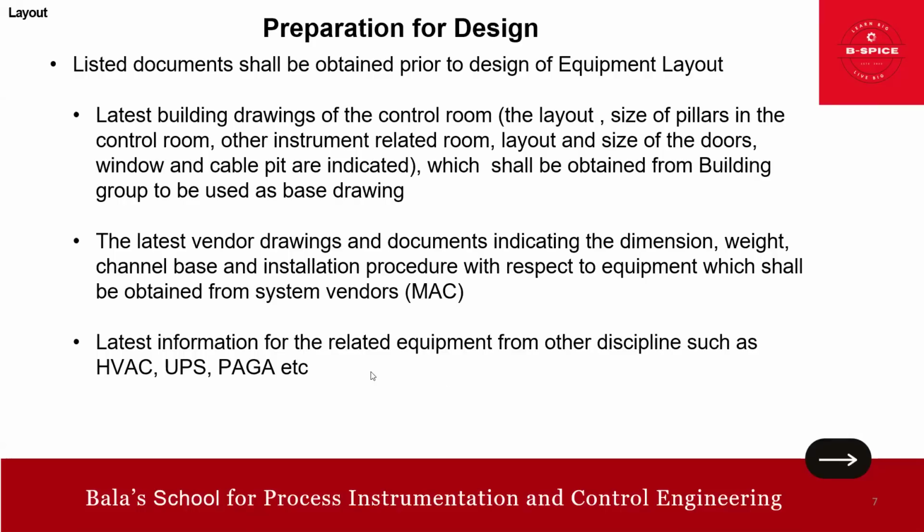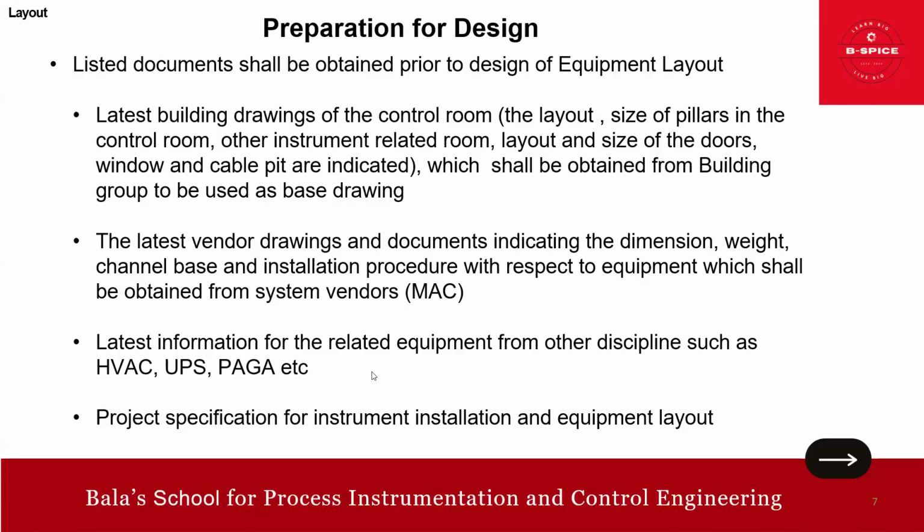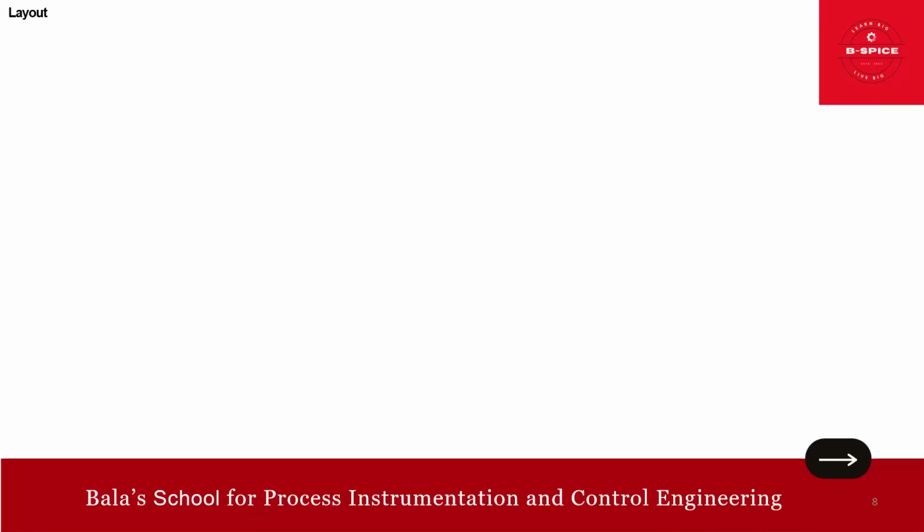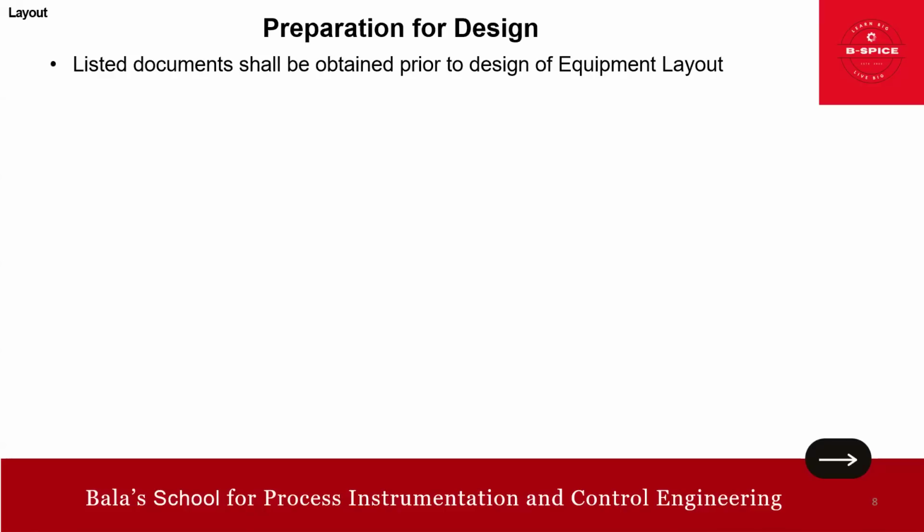Then the latest information on the HVAC system, UPS, all these we should also gather. Then the project specification we should also get. Instrument installation: is there any specific standard or criteria for instrument installation? That should also be there. Now, a few more. Standard typical drawings. During a project, we prepare a standard typical drawing, so that should also be referred to.